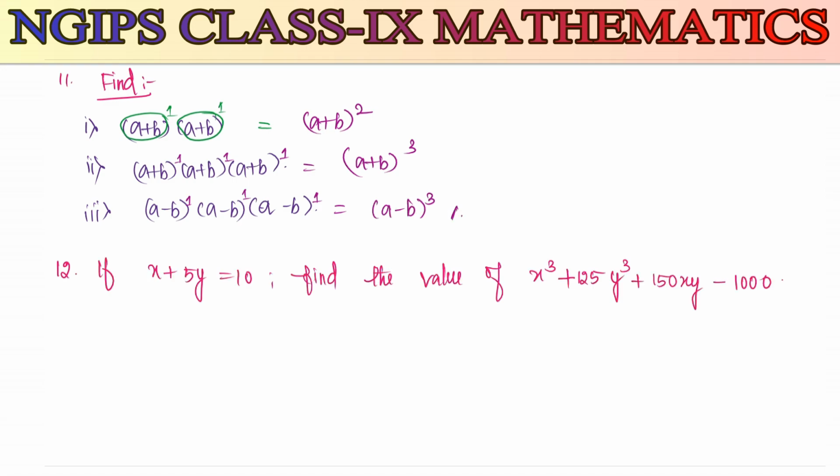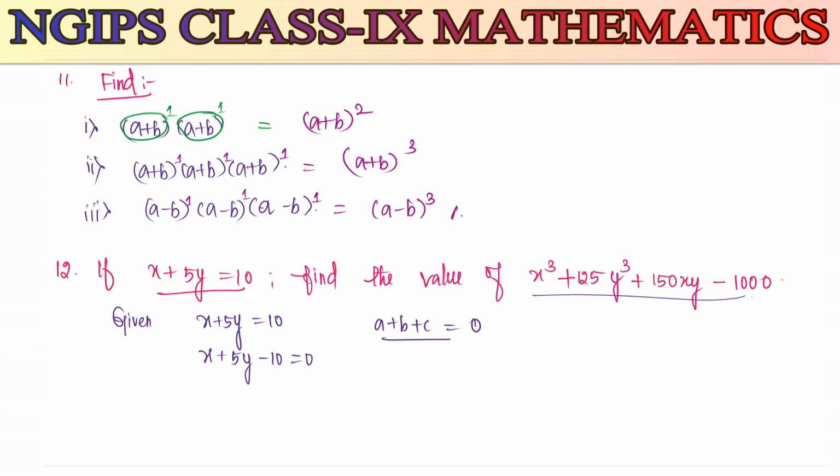Okay, here they have given if x plus 5y is equal to 10, we need to find the value of x cube plus 125y cube plus 150xy minus 1000. This particular value we need to find. Now I am going to write the given condition: x plus 5y is equal to 10. I am going to rearrange the terms: x plus 5y minus 10 is equal to 0. Now this is in the form of a plus b plus c is equal to 0.